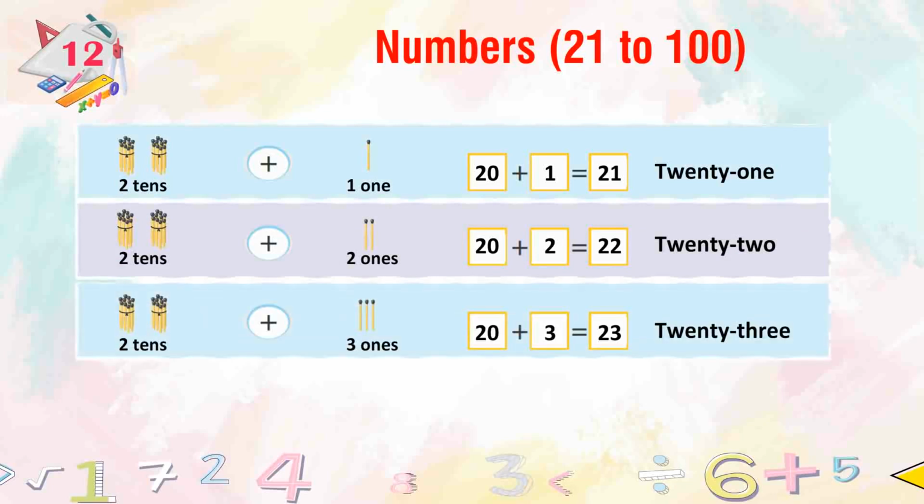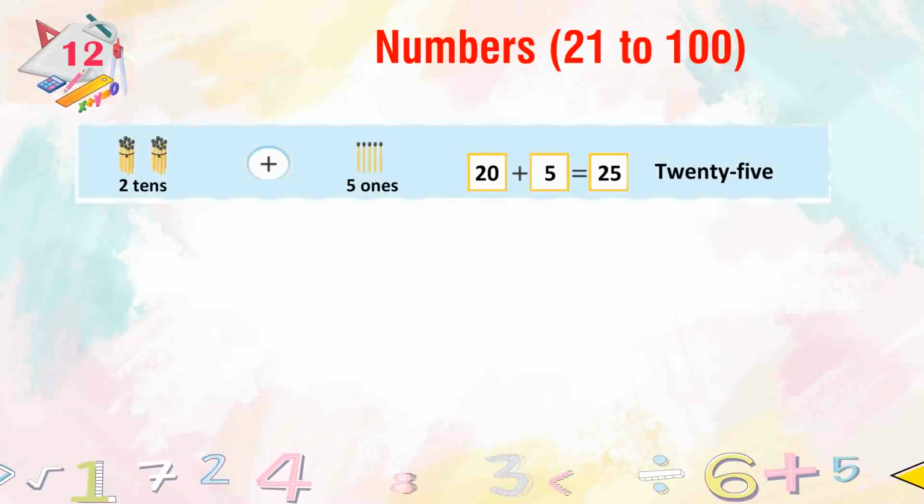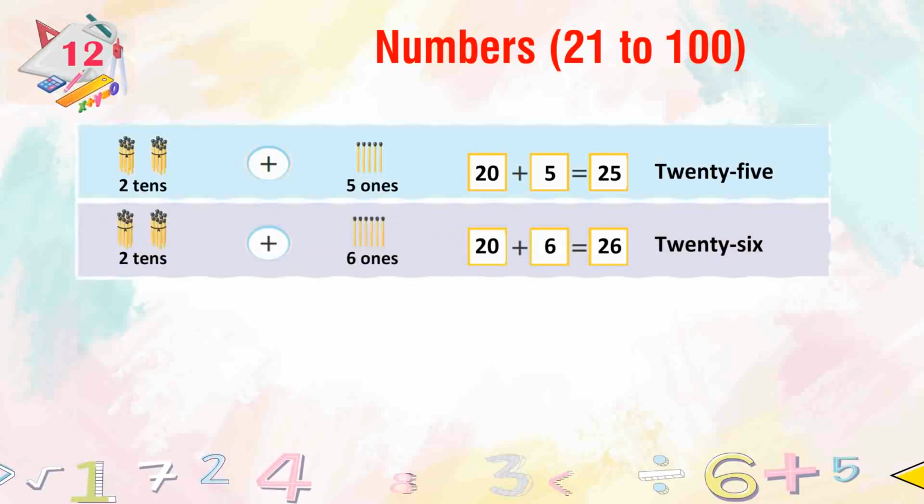Two tens plus 3 ones, 20 plus 3 is equal to 23. Two tens plus 4 ones, 20 plus 4 is equal to 24. Two tens plus 5 ones, 20 plus 5 is equal to 25. Two tens plus 6 ones, 20 plus 6 is equal to 26.